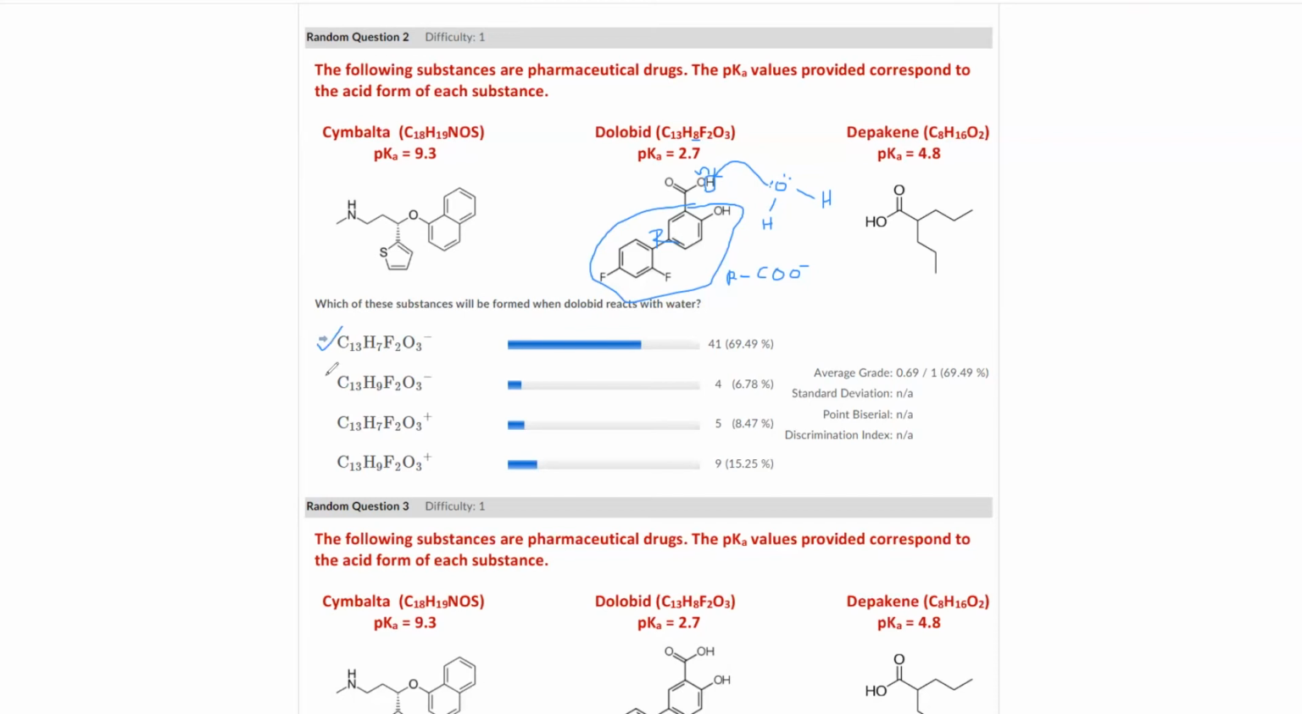It is not 9. It's going to lose a proton. It's not going to get a positive charge because it loses the positively charged proton. It's going to get a negative charge. Therefore, the third option is out as well.